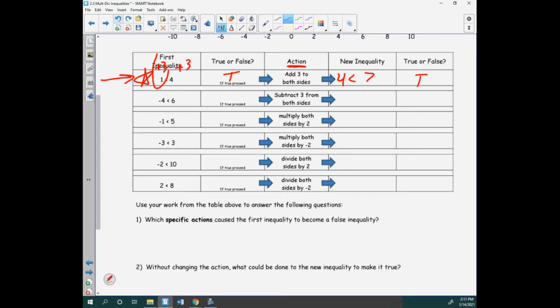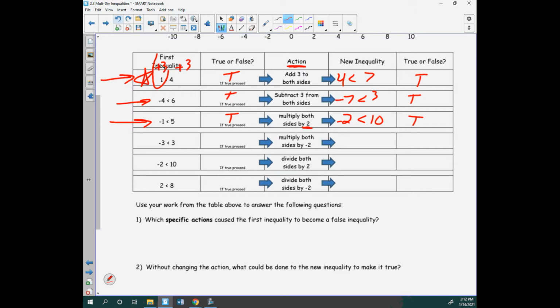Also working left to right. Is negative 4 less than 6? That's true. If I subtract 3 from both sides, I'm going to be at negative 7 is less than 3. Is that still true? Yes, it is. Let's look at this next one. Negative 1 is less than 5. Hey, that's a true statement. If we multiply both sides by 2, we're going to be at negative 2 is less than 10. Is that true? Yep.